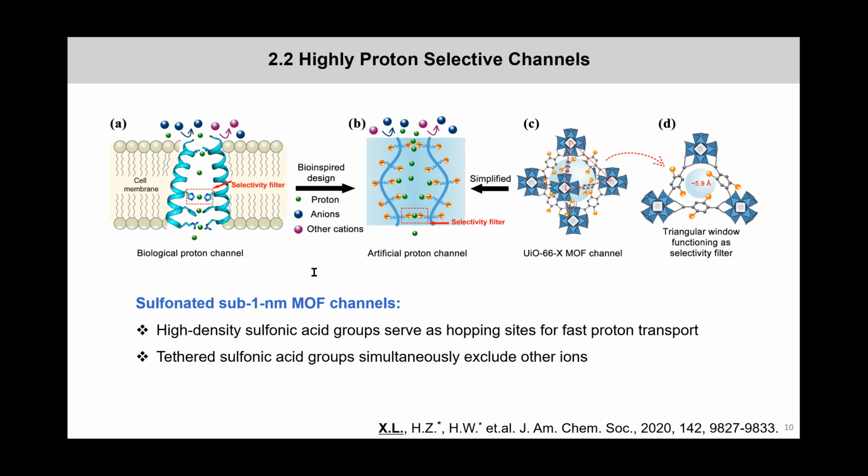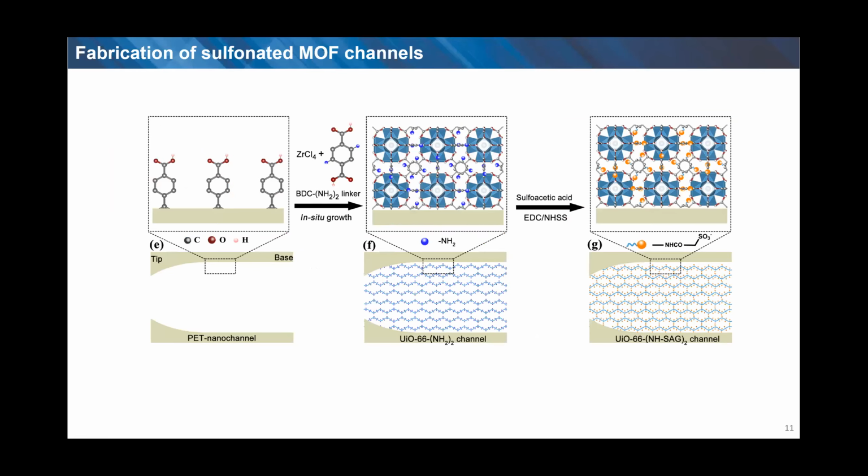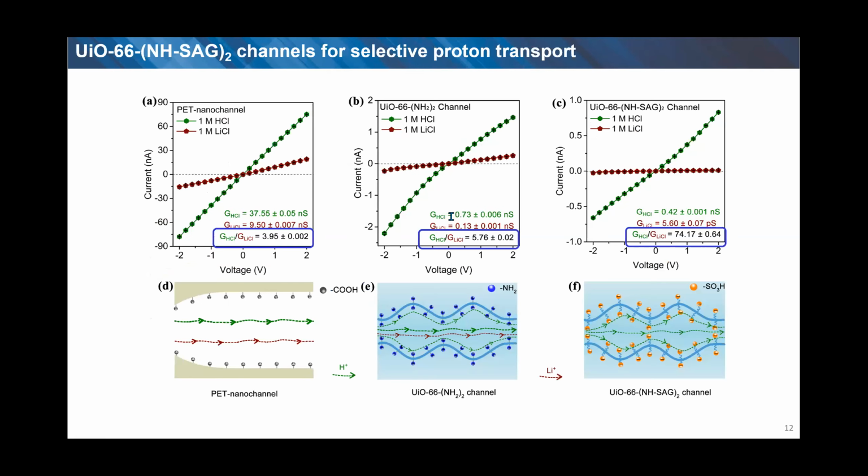And this figure shows the construction of the sulfonate MOF channels. The sulfonate MOF channel is prepared by in situ growth of amino UiO66 in the PET channel, followed by a post-modification with tethered sulfonic acid groups. And from the IV curves, we can see the sulfonate proton channel shows a high selectivity for proton over lithium compared to the pristine MOF channel.